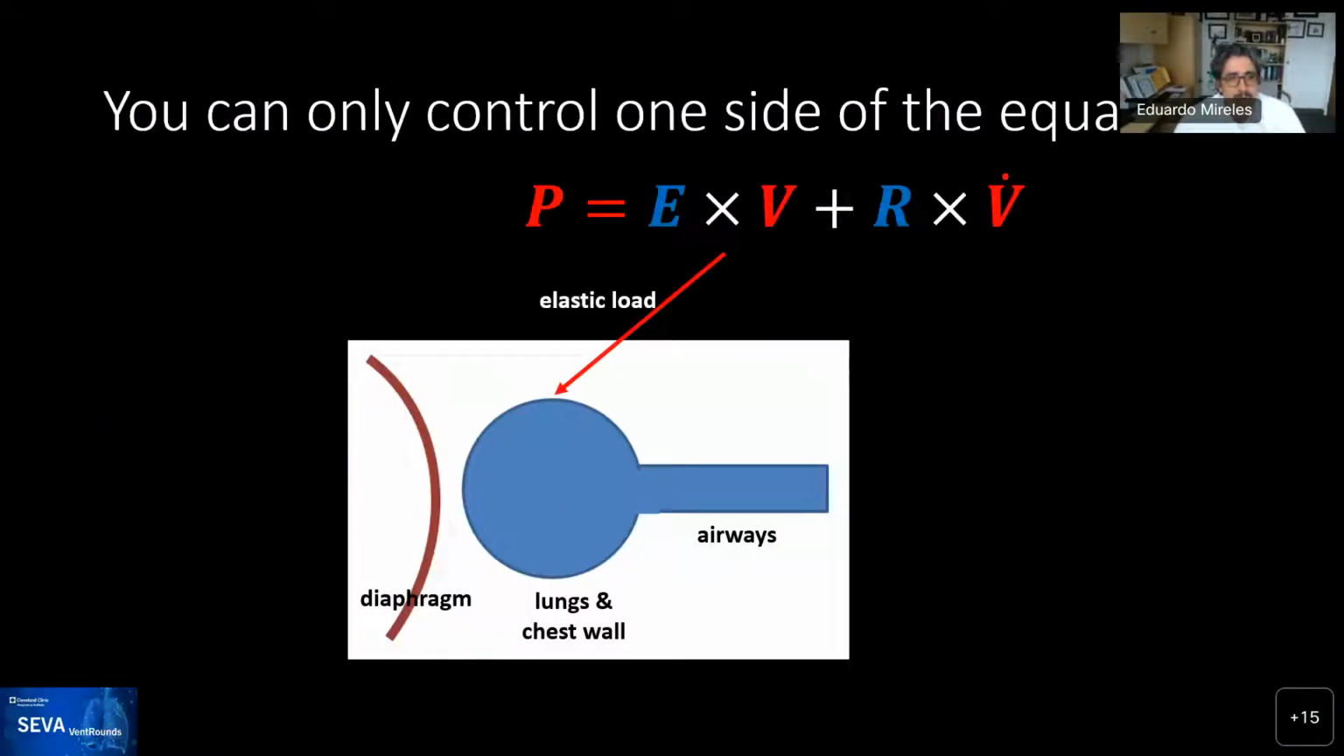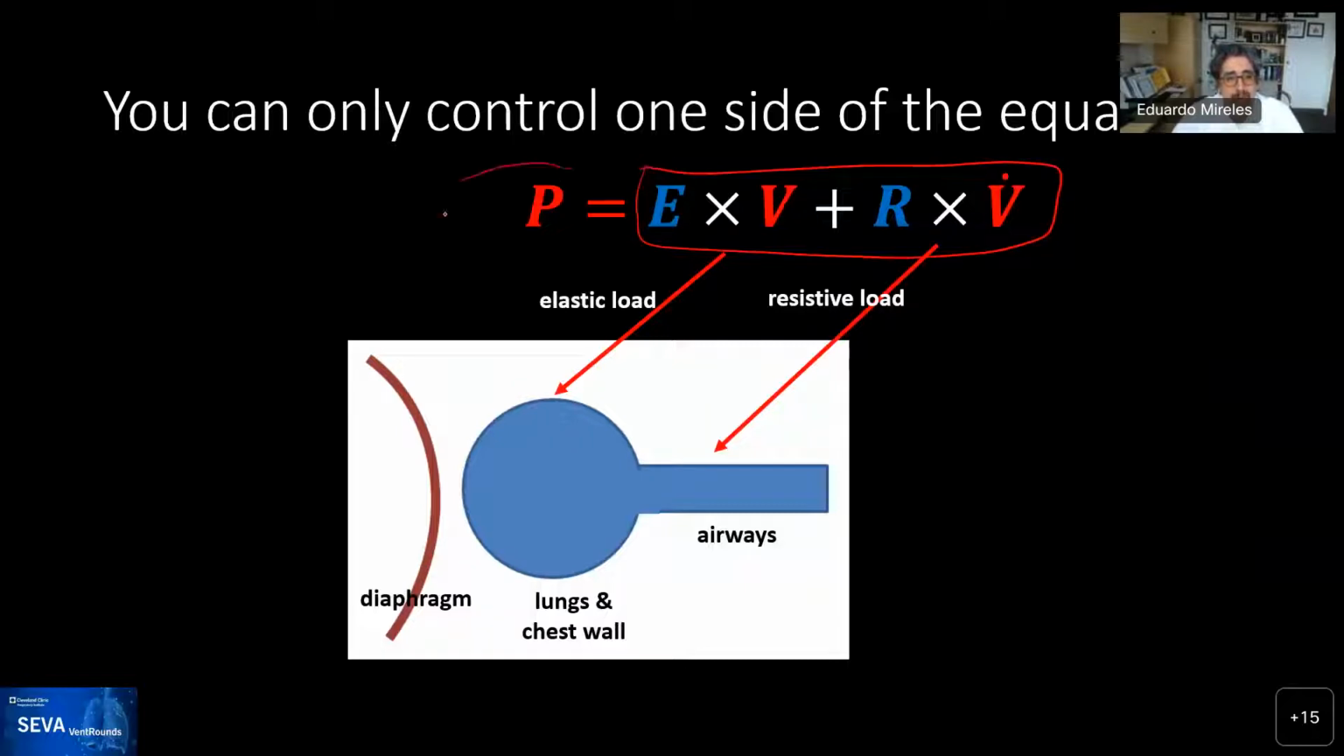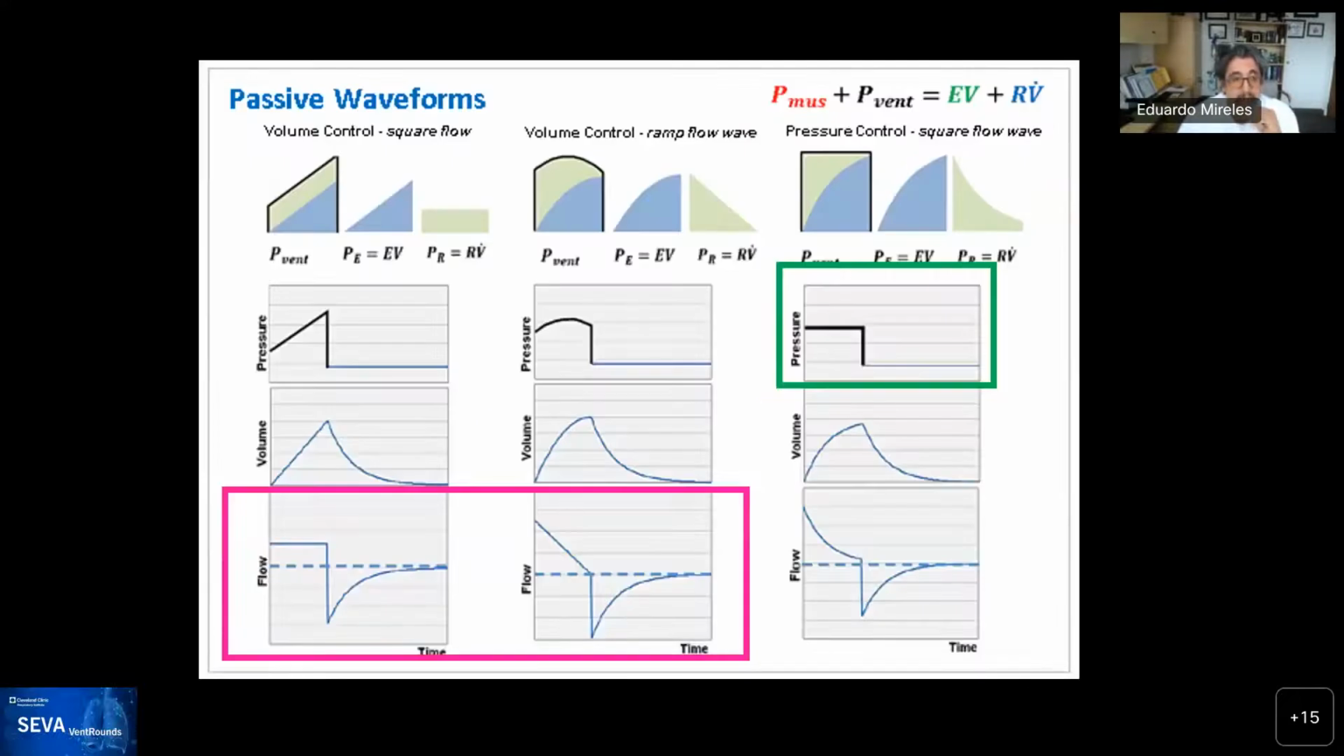We have reviewed that there are only 2 sides. You can only control one side of the equation, either the pressure side or the volume flow side, so either the right or the left. If you control the volume side, you're essentially controlling the flow, and we call this volume control. If you're controlling the pressure side, this is called pressure control. Essentially, you cannot control anything else. You cannot control both at the same time.